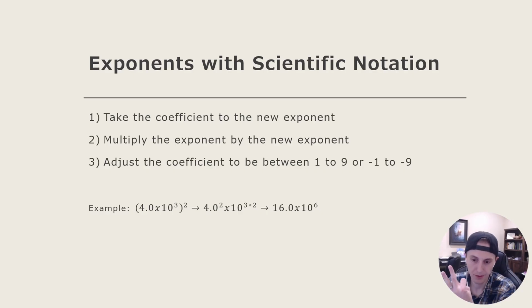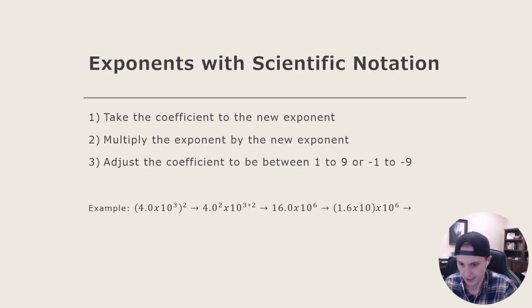Then, step 3, which you don't always have to do, but it will come up relatively often, is adjust the coefficient to be between 1 to 9 or -1 to -9. And right now we're at 16, so we need to change it to 1.6 times 10 to the 6th, which gives us 1.6 times 10 to the 7th.